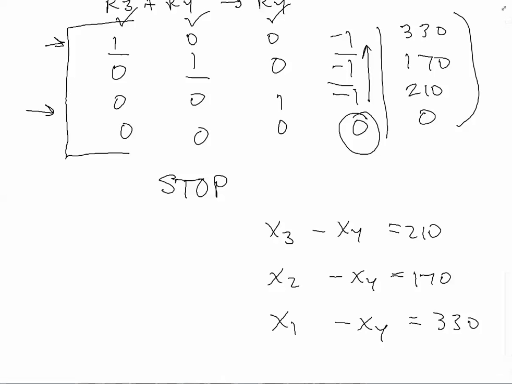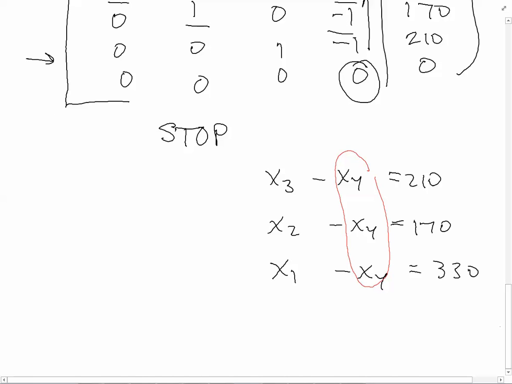Now, what do we notice that's common across all of these equations? Well, they all rely on x4. So I can write each one of these, x3, x2, and x1, in terms of x4. So x3 would be equal to 210 plus x4. x2 would be equal to 170 plus x4. And x1 would be equal to 330 plus x4.